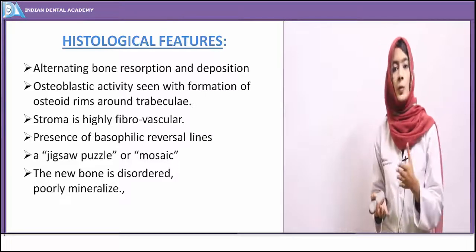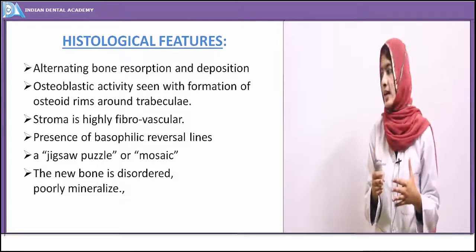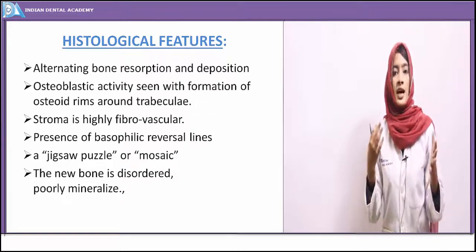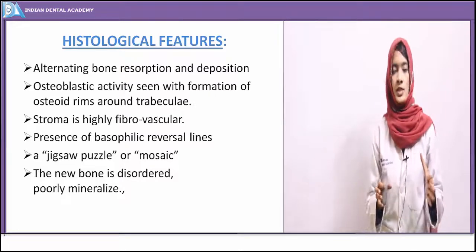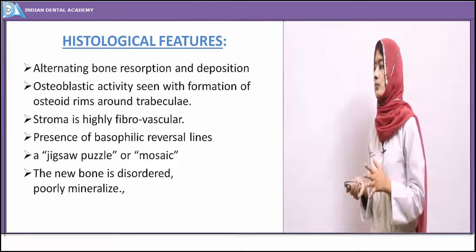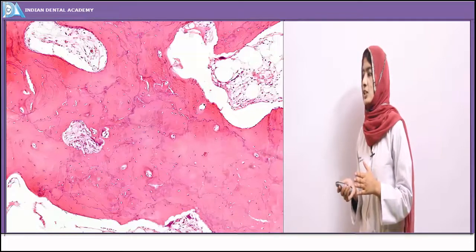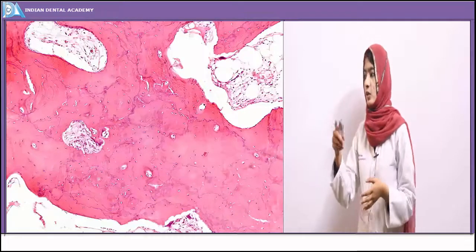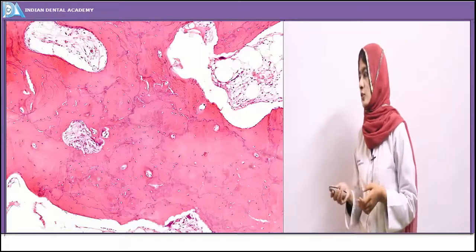Whatever new bone is laid down by the osteoblast is non-mineralized or poorly mineralized, with disorderly arranged trabeculae. So these account for the extreme fragility or the porosity of bones. The bones are like osteoporotic ones, very weak. This histologic picture shows the deposition of osteoid. Whatever pinkish eosinophilic areas you are seeing are just the deposition of osteoid.